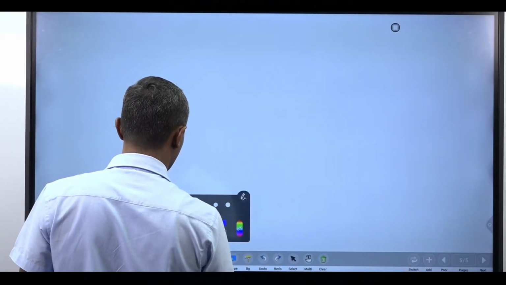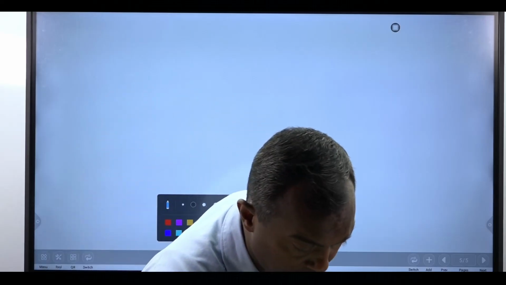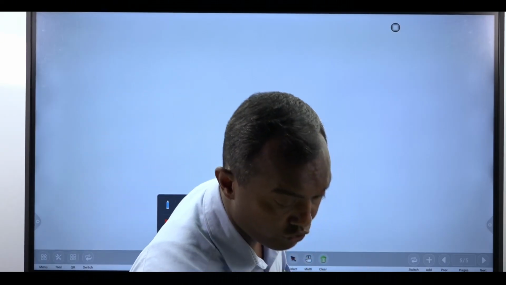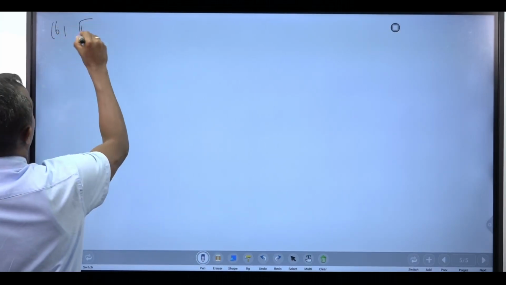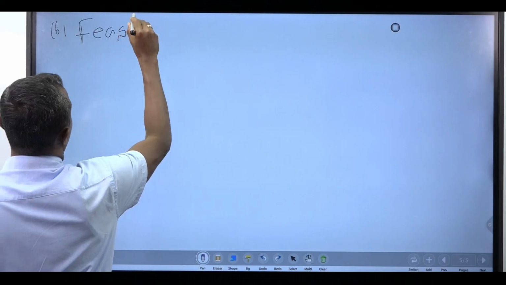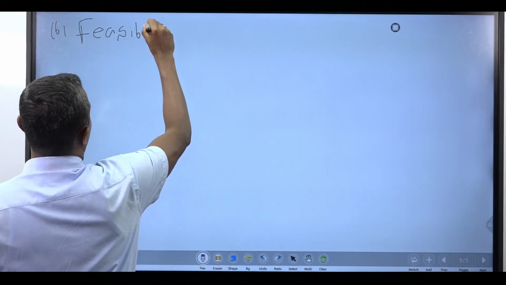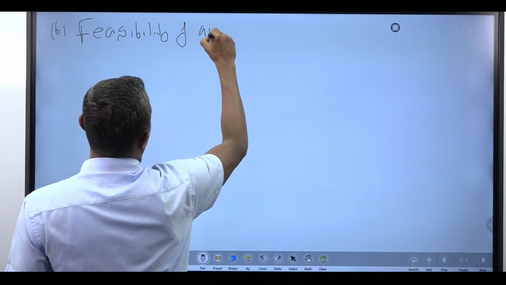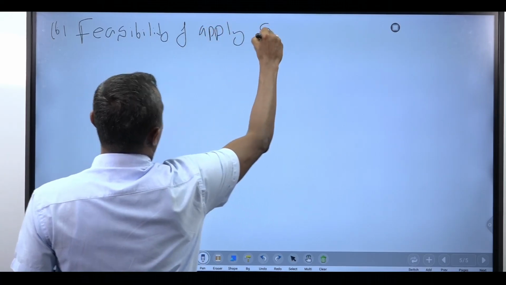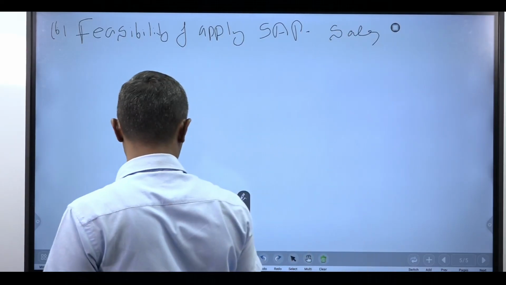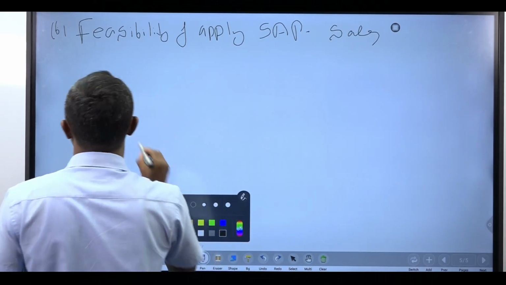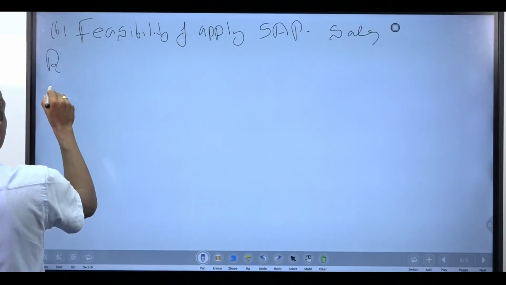Now, that question is about question number part B, assess feasibility of SAP on sales, right? So, part B, feasibility of applying substantive analytical procedures on sales. Now, what is the framework that I gave you to answer? RESA. So, keeping this RESA aside, we have to write the answer neatly, right? And at the end, we will see how RESA has been covered.